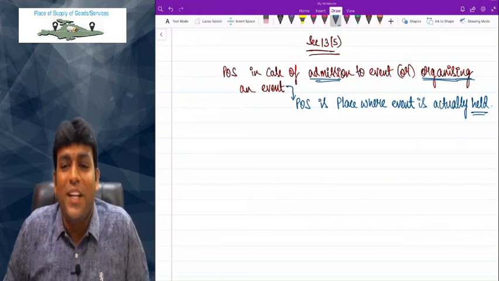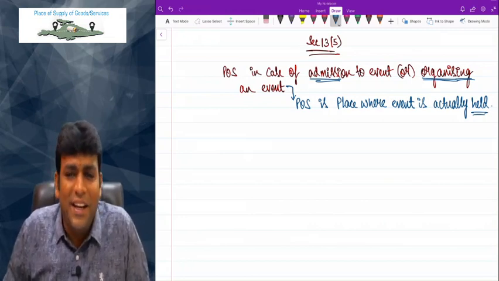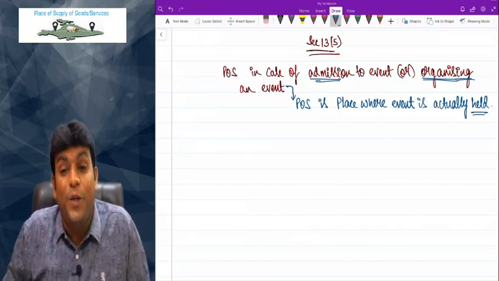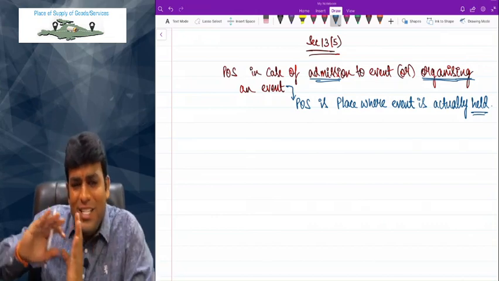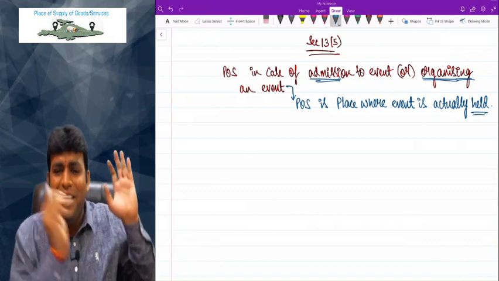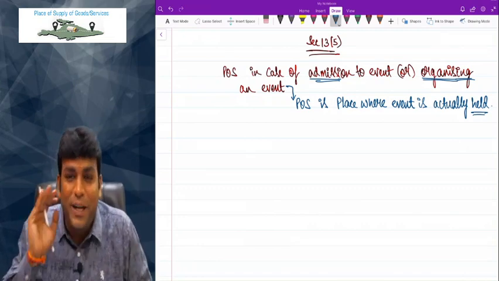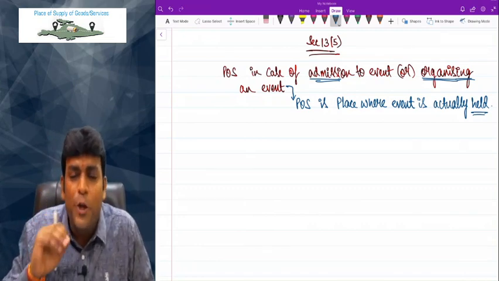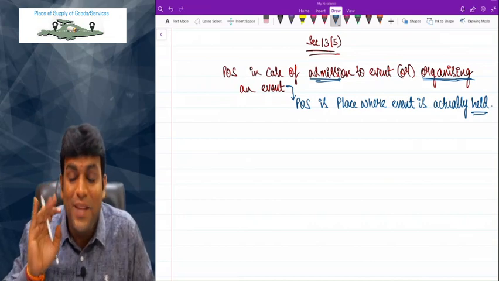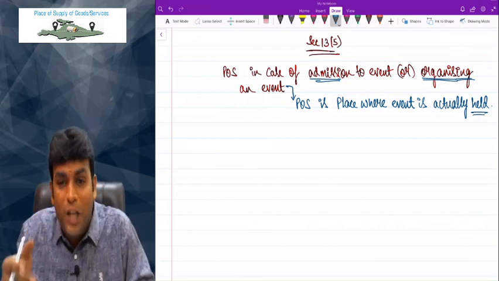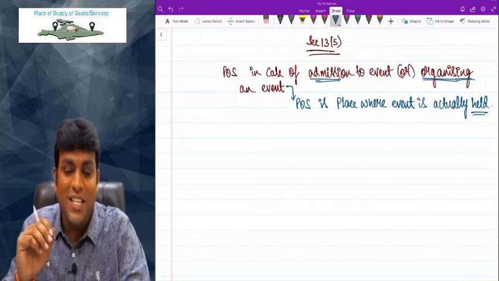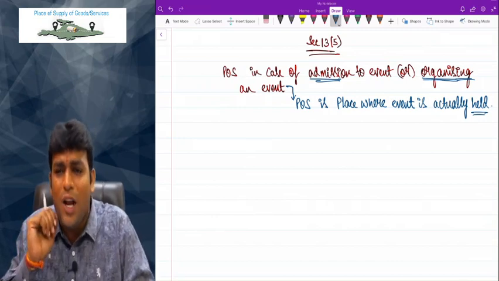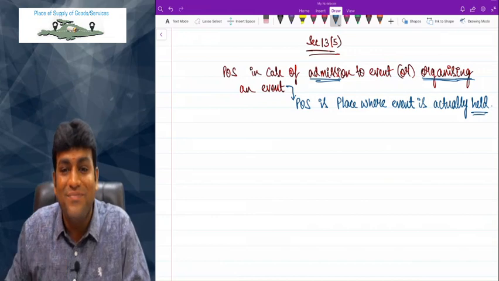So whatever we learnt in 12.6 and 12.7, the same point is there here. But in 12.7, for organizing an event, there was something called recipient registered person, recipient unregistered person. And I already explained to you that in section 13, you will not find a word recipient registered person, recipient unregistered person. That language is not there at all in section 13.